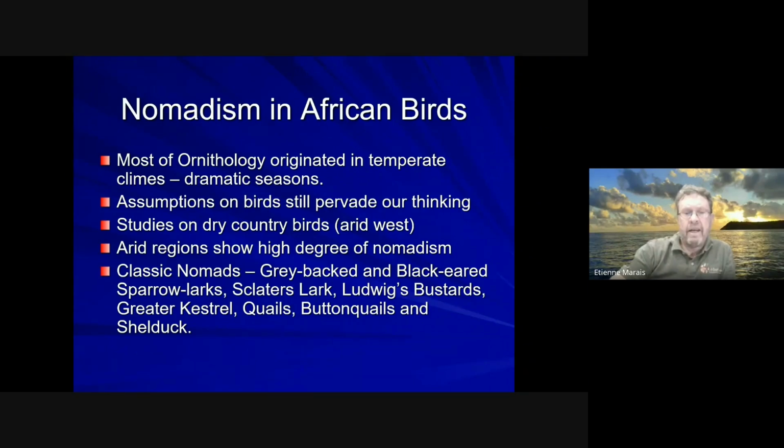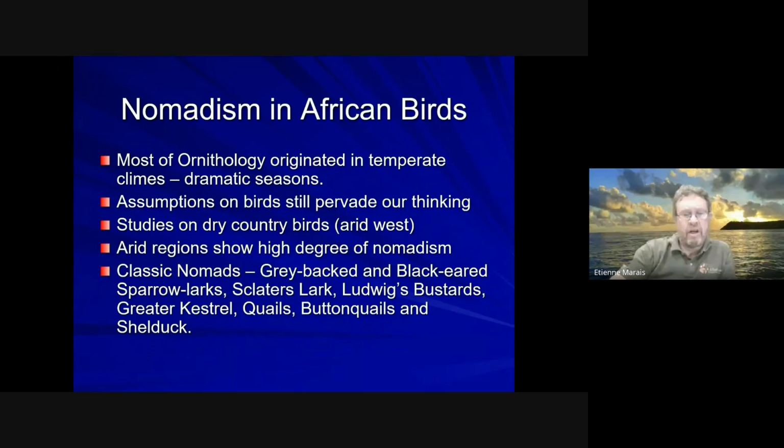And then I think there have been some very interesting studies on dry country birds and nomadism. What we find is that in arid regions, if you take South Africa, if you take the Great Karoo and Bushmanland and Northern Cape, that's where you find a whole lot of species that show basically nomadism as a way of life. So your classic nomads: grey-backed and black-headed sparrowlark, Sclater's lark. Everybody's looking for Sclater's lark, but you can't find it because it's a nomad. It doesn't follow specific patterns. It shows up in some areas, some years, and other years it's absent because the conditions are not good.